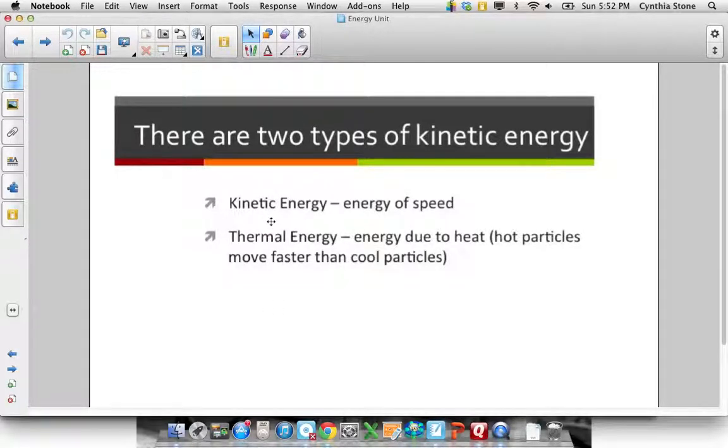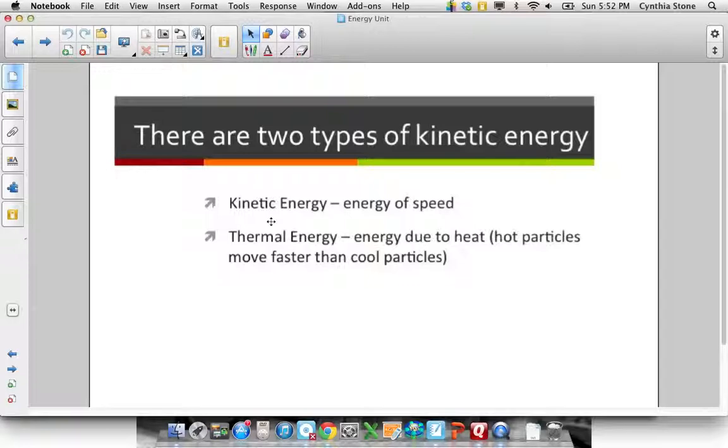As far as kinetic energy is concerned, we actually have two types of kinetics. So overall, there are two types of energy, kinetic and potential. Both of those are broken up into different types. Potential energy has tons of different kinds. We'll talk about that later. And kinetic energy has two different kinds.